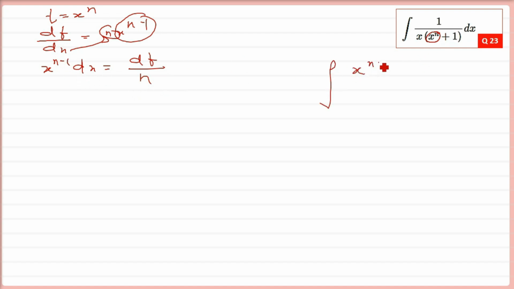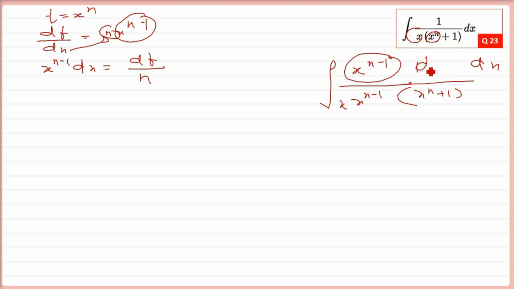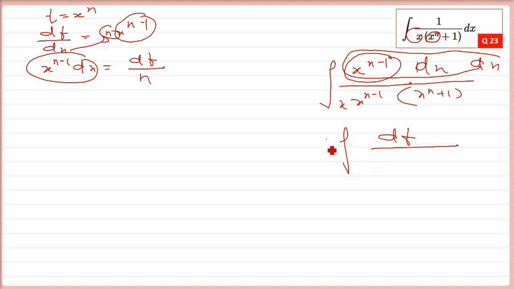For that, multiply the numerator and denominator by x raised to n minus 1. So x to the power n minus 1 will be multiplied in the numerator and denominator. The rest remains the same, x into x raised n plus 1. So the numerator x raised n minus 1 dx we already got after putting t equals x raised n and differentiating it. So this can be written directly as dt by n. So let's write dt, 1 by n here.